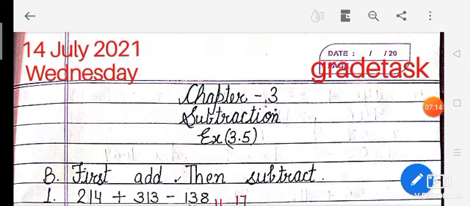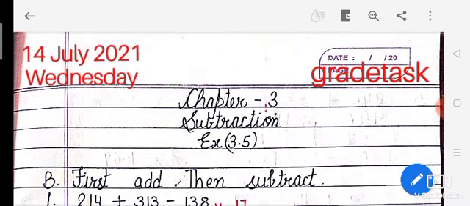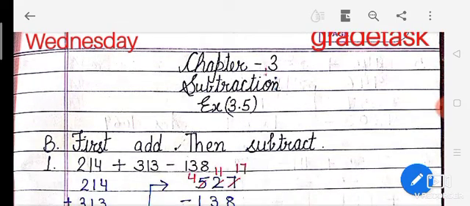Now students, start with the part B. Here you will find the best examples of adding and subtracting together. First add, then subtract. In the first step what are we doing? Firstly we are adding. What answer are we getting? Then we are subtracting the third number from it. So listen very carefully, this you have to understand very carefully.